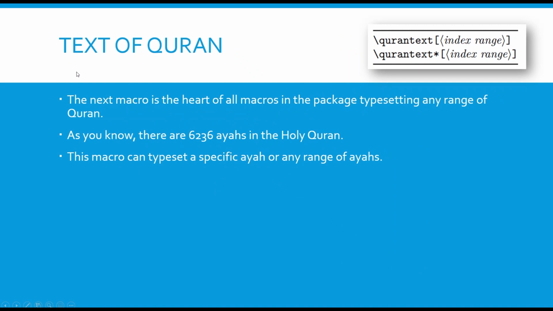The next command is text of the Quran. The next macro is the heart of all macros in the package, typesetting any range of Quran. As you know, there are 6,236 ayahs in the Holy Quran. This macro can typeset a specific ayah or any range of ayahs. The command is Quran text and index range. You can specify any range of the ayahs.